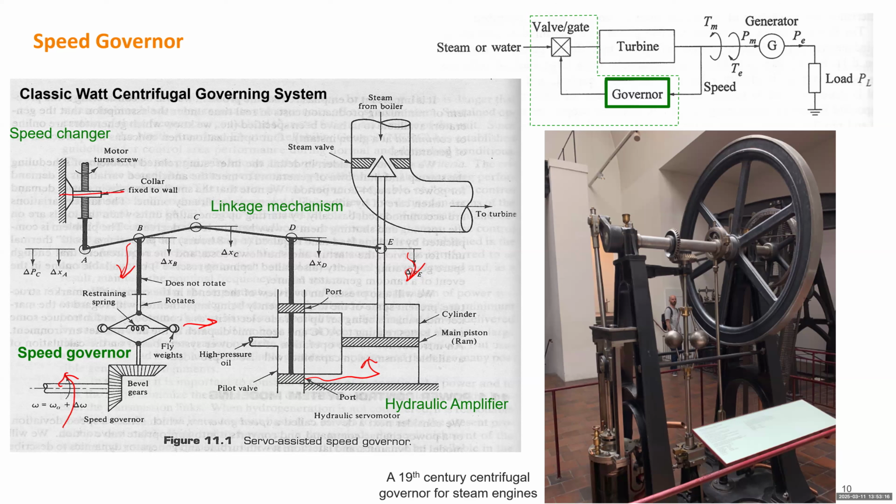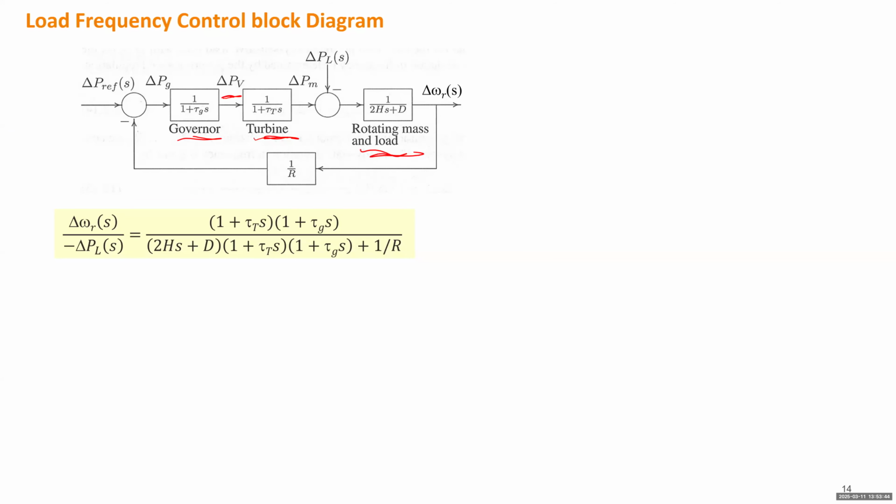Another input will be this setting frequency. If you move this point, which is a motor turn screw, up and down, you can set up the initial position of this point A, which defines how much speed you can operate this rotor. So there are two inputs to this component, both modeled in the transfer function: one is the feedback frequency, the other is the setup power. Because everything has been considered per unit, all the signals can be considered per unit values. This is the major part of the load frequency control.